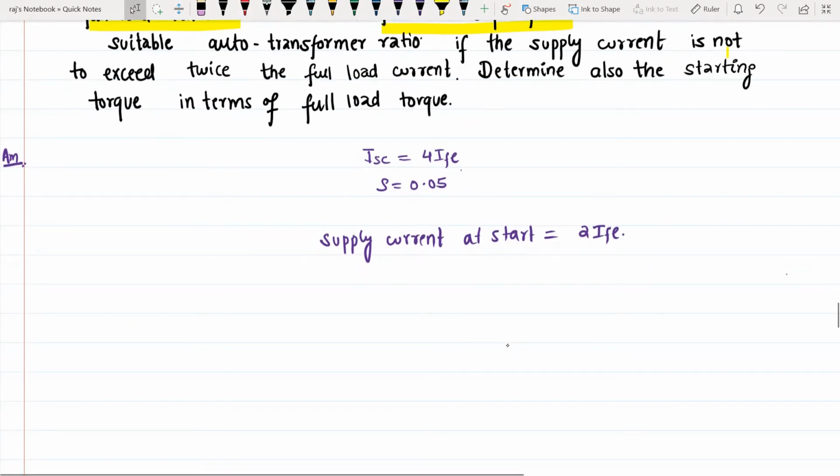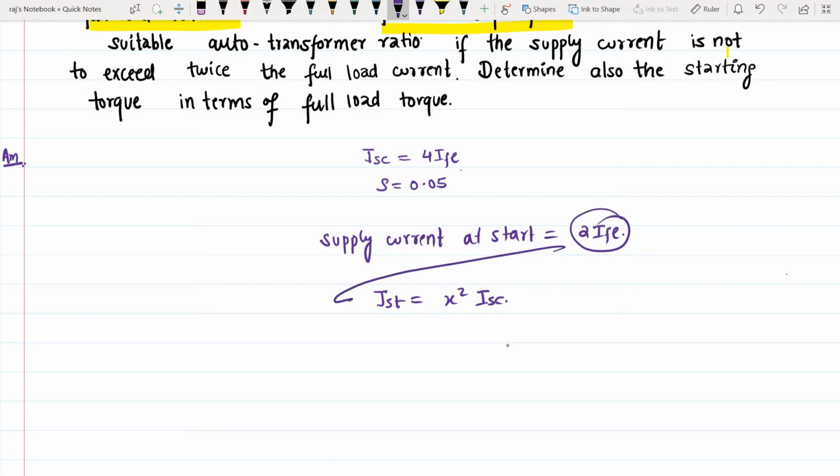So we know from auto transformer theory IST is equal to X square ISC. Okay, so instead of IST we will have 2 IFL as the starting current as given in the question. So this will be 2 IFL, and we know ISC is 4 times IFL, so X square into 4 IFL. Okay, so here IFL and IFL will get cancelled. X square is equal to 1 by 2 and X is equal to 1 by root 2.